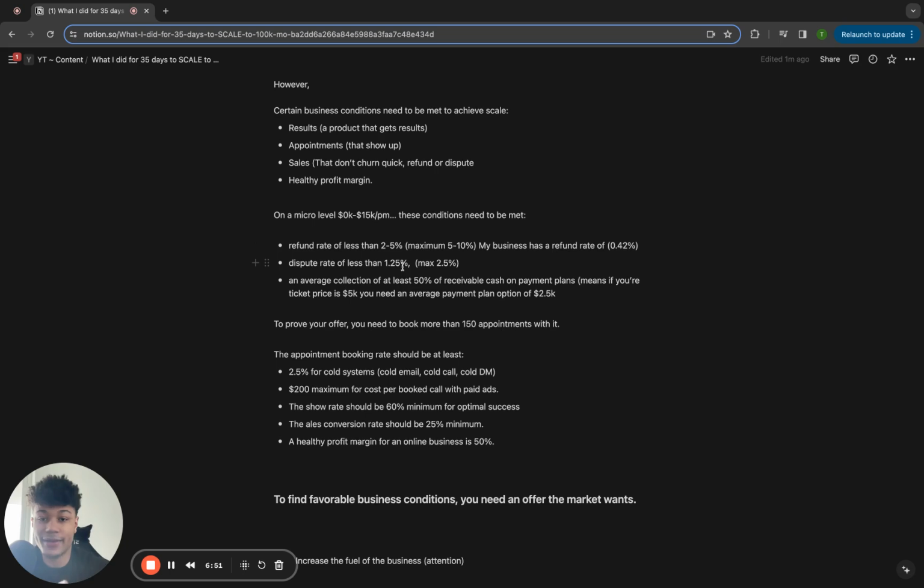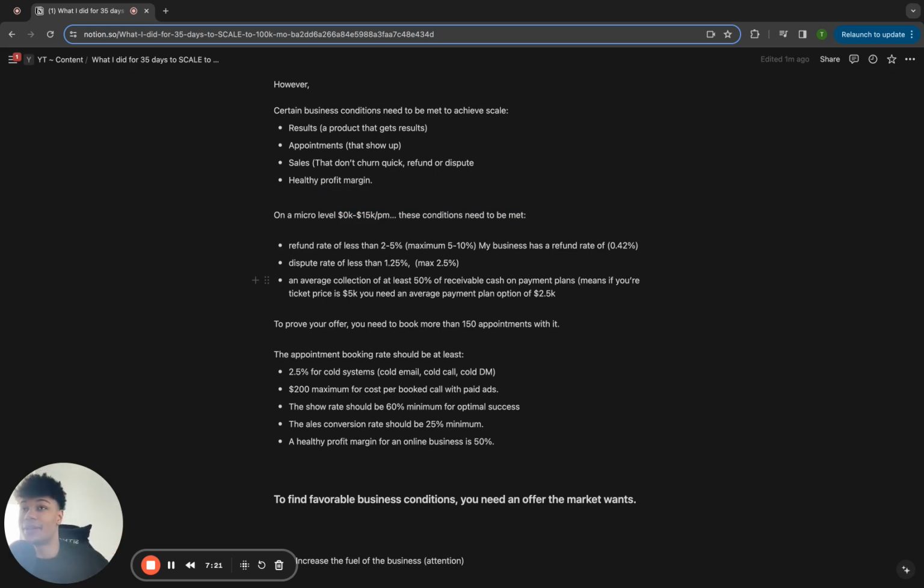A refund rate of less than 2 to 5%. Okay. And you may be wondering why I have these numbers here. It's because this is a micro level. So if we can achieve these numbers on the micro level, we know that at our scale, at our peak, these have to be a maximum. Okay. So a refund rate of 2 to 5%. If you achieve this at 0 to 15K, when you scale, you should be able to keep it at 5 to 10%. My business has a refund rate of 0.42%.